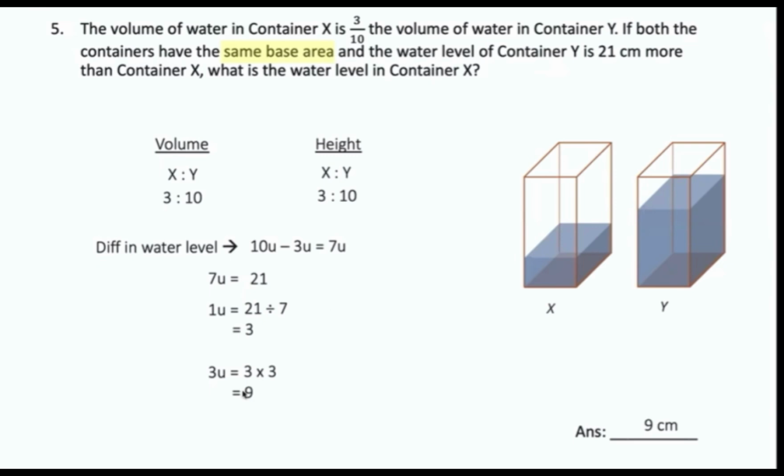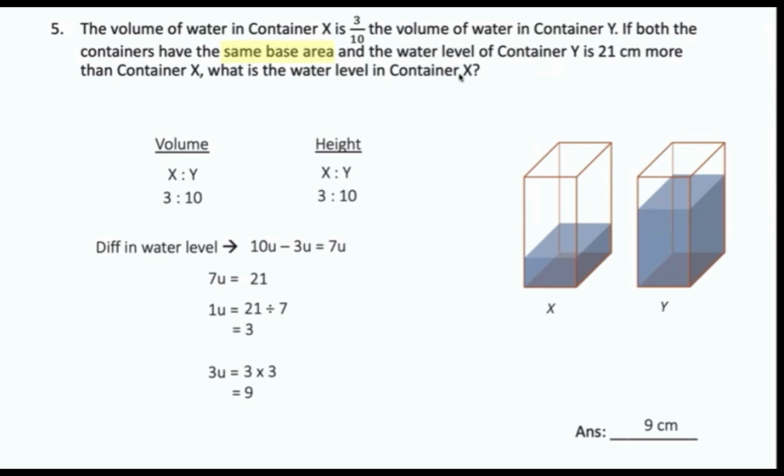How did you get 10? 30. You must have multiplied 10 here. That means your ratio must flip. You must have accidentally flipped your ratio. Right? Take note, same base area, meaning the volume ratio and height ratio must be the same. Okay? Got it? Now let's look at question number 6.